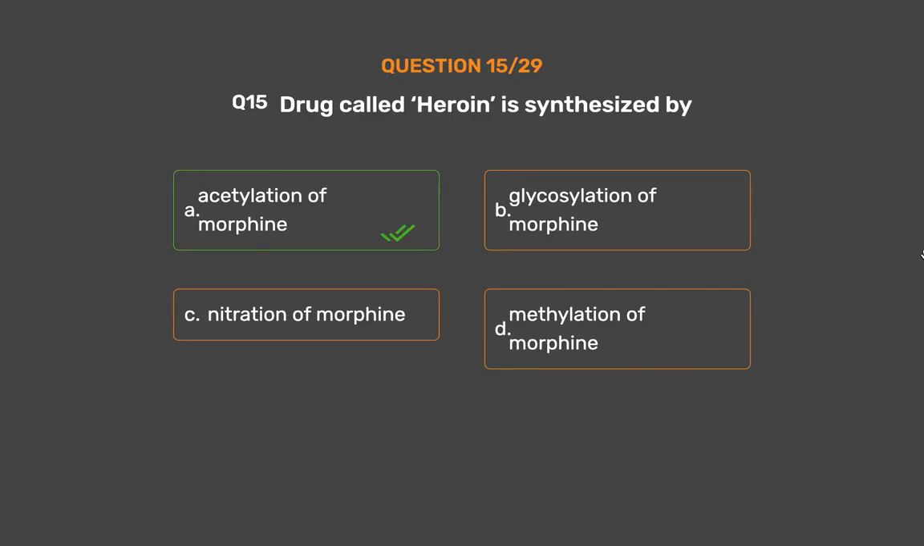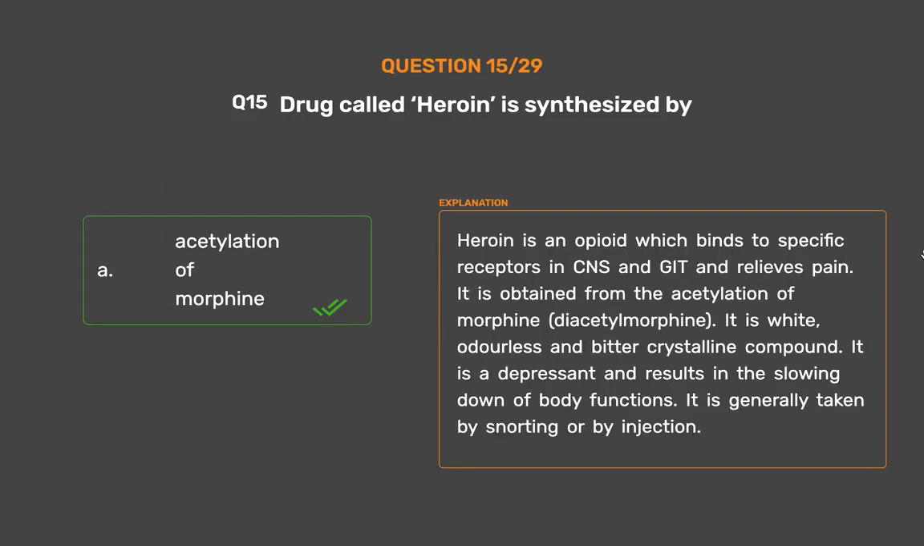Acetylation of morphine. Heroin is an opioid which binds to specific receptors in CNS and GIT and relieves pain. It is obtained from the acetylation of morphine, diacetylmorphine. It is white, odorless and bitter crystalline compound. It is a depressant and results in the slowing down of body functions. It is generally taken by snorting or by injection.